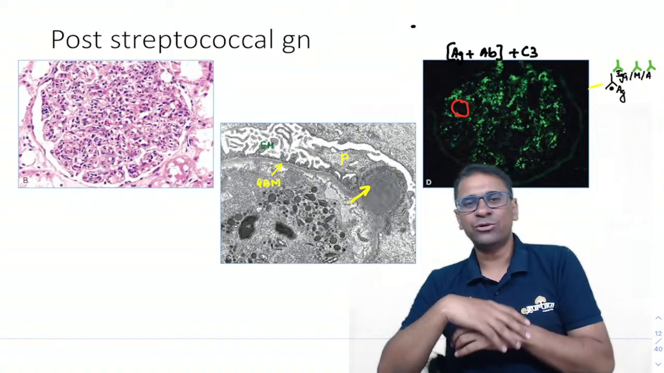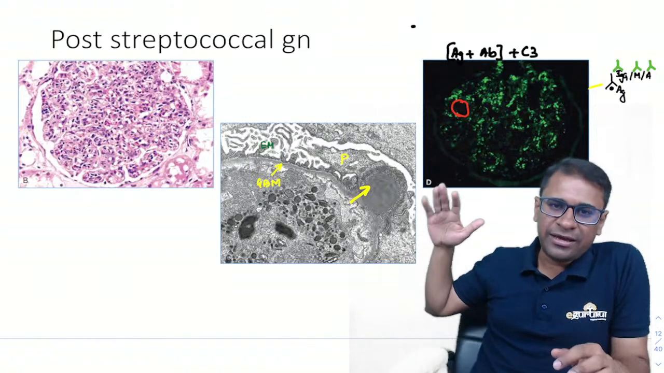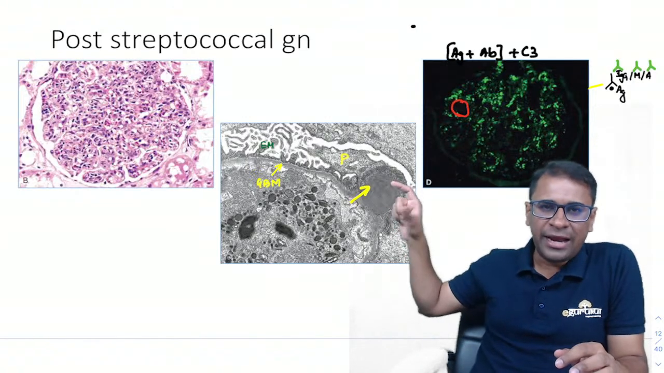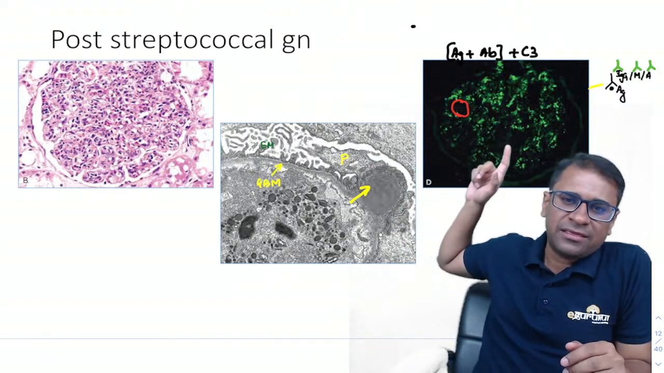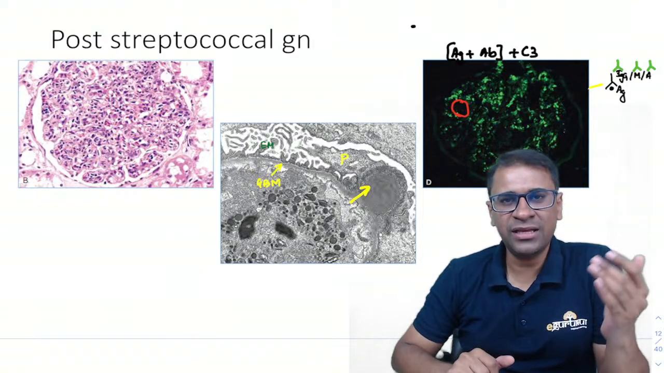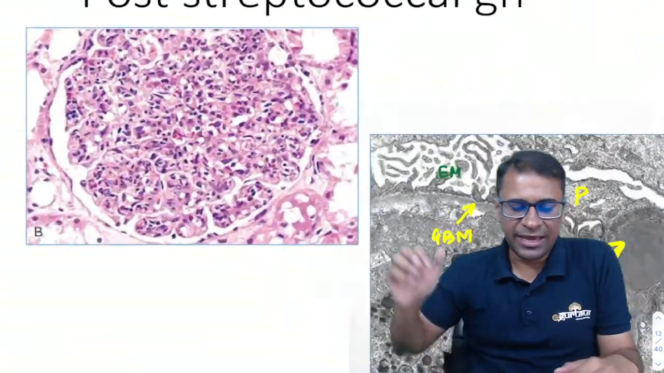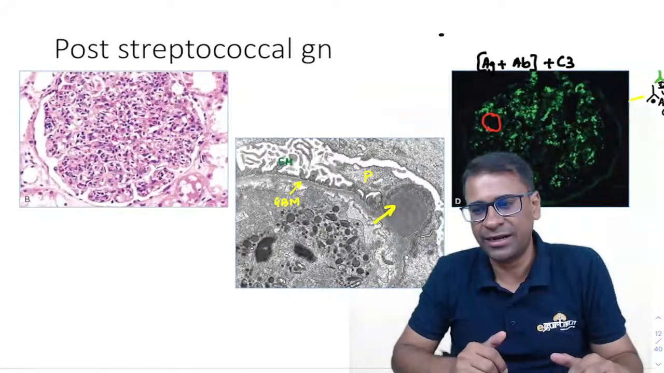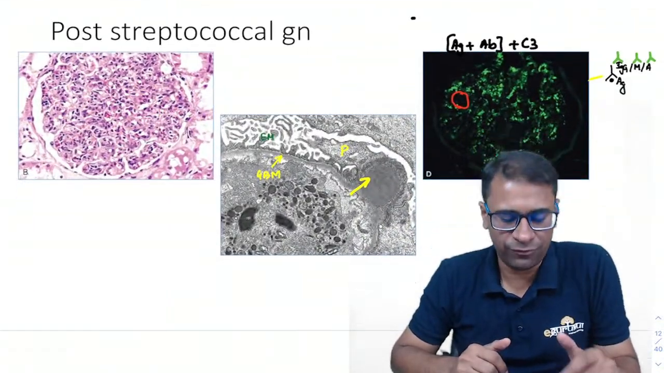In PSGN, you see three types of findings. In EM you see hump formation, called subepithelial humps. In immunofluorescence microscopy, what you see is a starry sky appearance. In the light microscopy, it shows diffuse endocapillary and extracapillary proliferation.